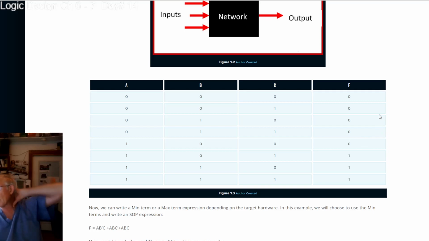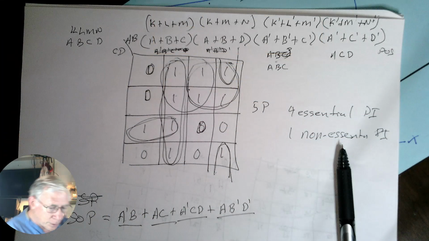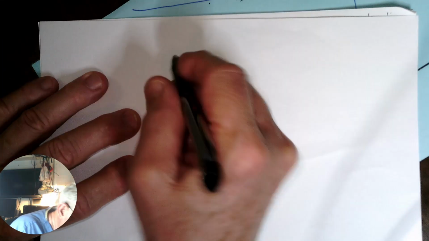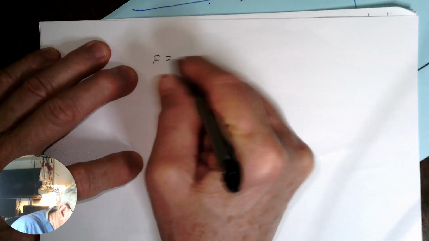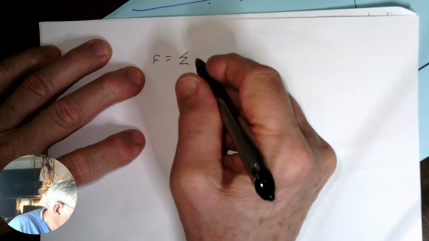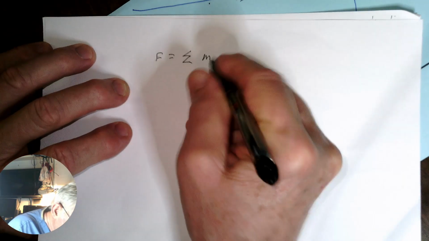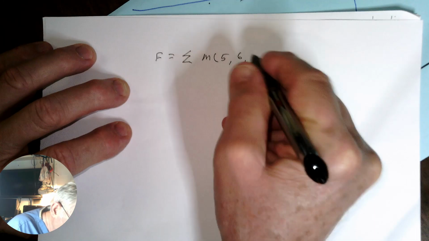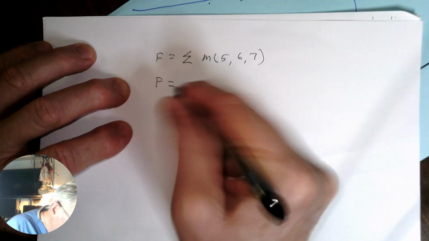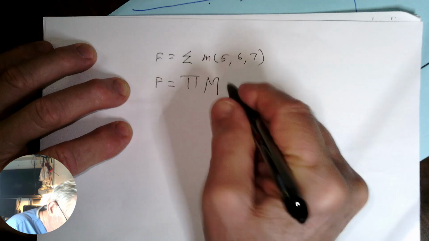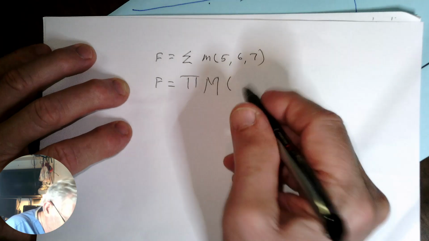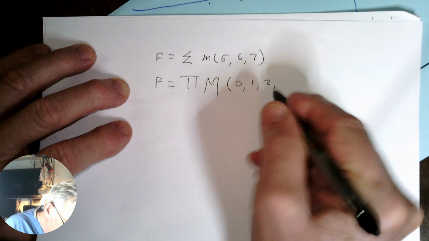So if we wrote out the max term notation, let me do that real quick. Let's see. I'll do the min term notation first. So it turns out we have min terms, little m's, 5, 6, 7. And for the max terms, we have F equals the product of the big M's, and that would be 0, 1, 2, 3, 4.